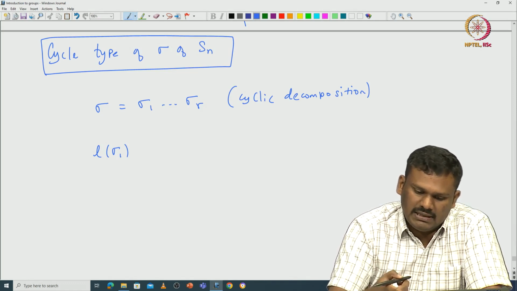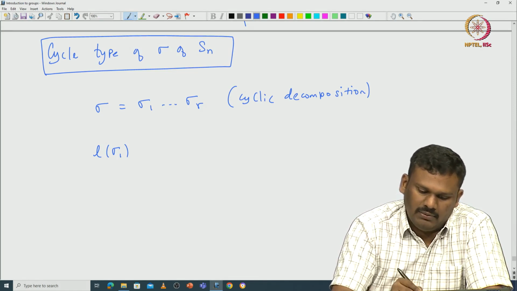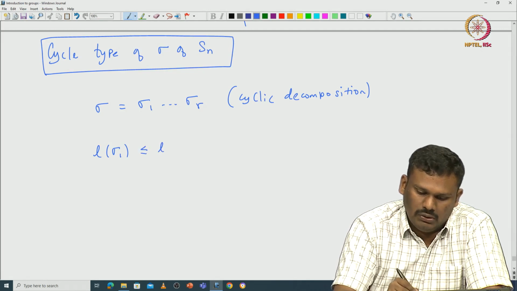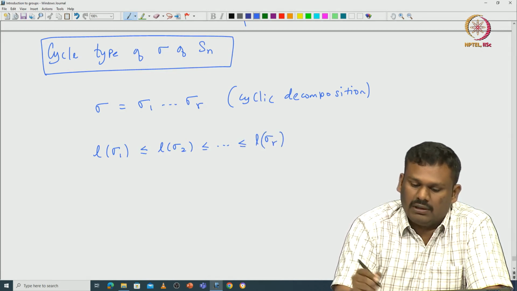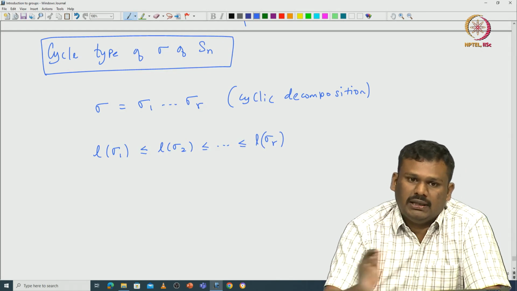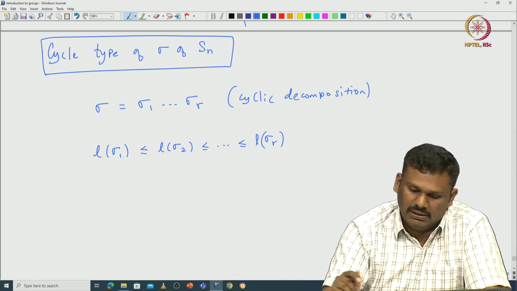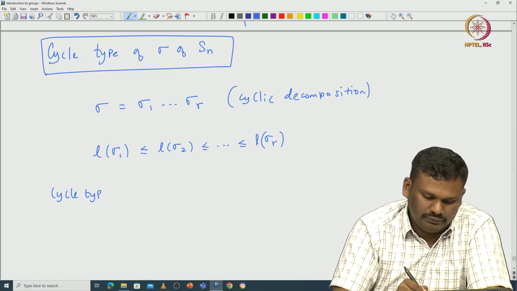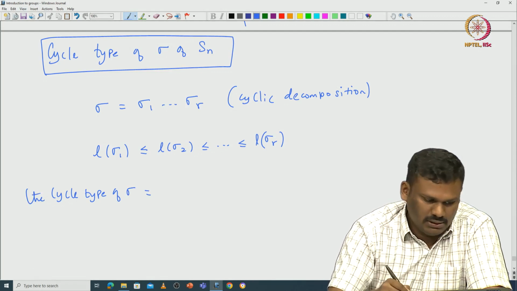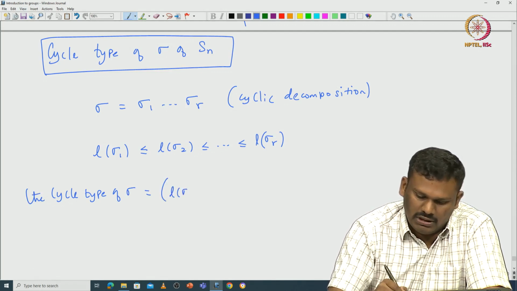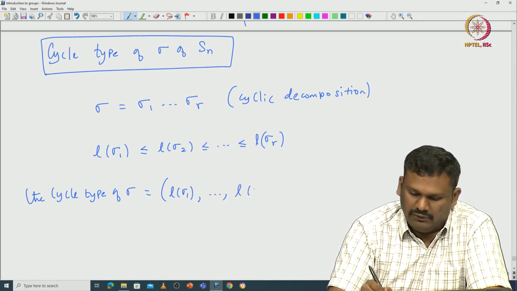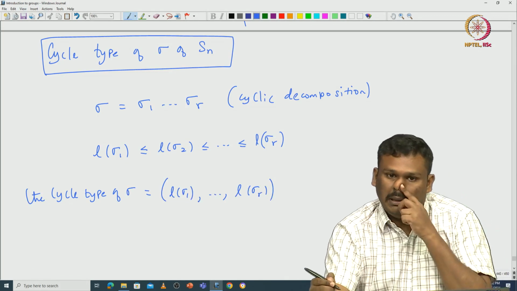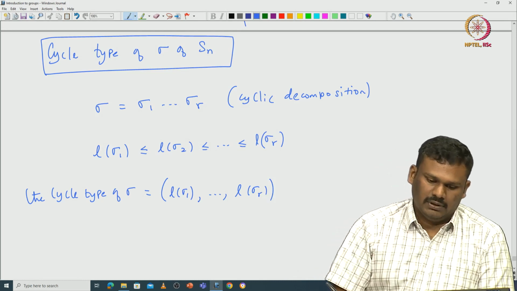So, you can rearrange them in such a way that the length of sigma 1 is less than or equal to the length of sigma 2, less than or equal to etc., less than or equal to the length of sigma 4. So, you rearrange them so that the length of the cycles increases. Then you call the cycle type of sigma these ordered numbers: length of sigma 1 etc., length of sigma 4. So, this is called the cycle type of sigma.